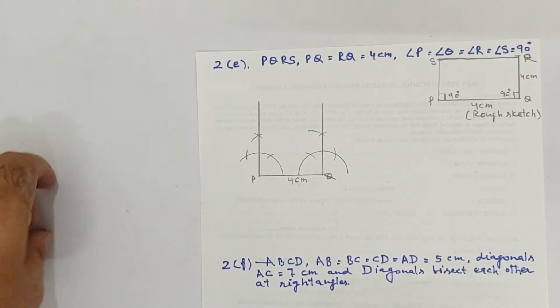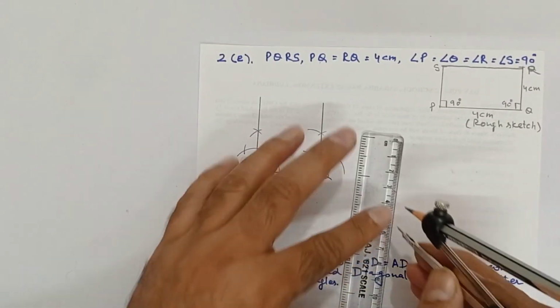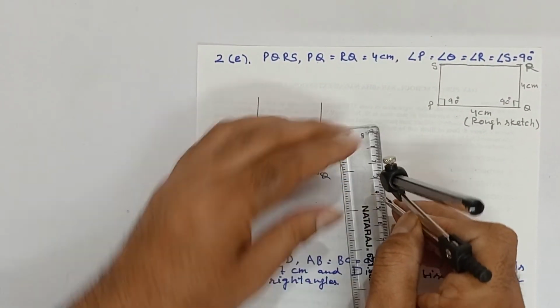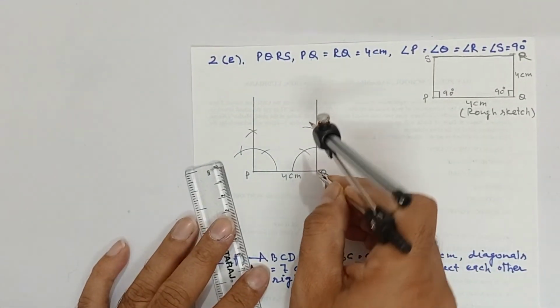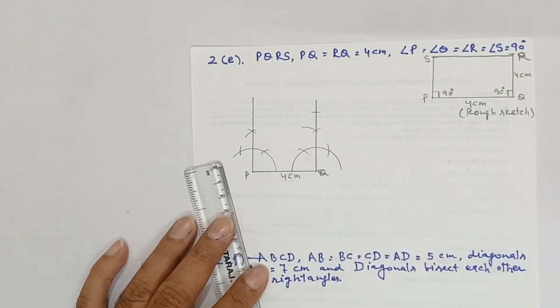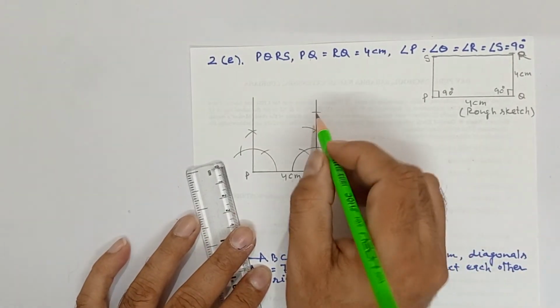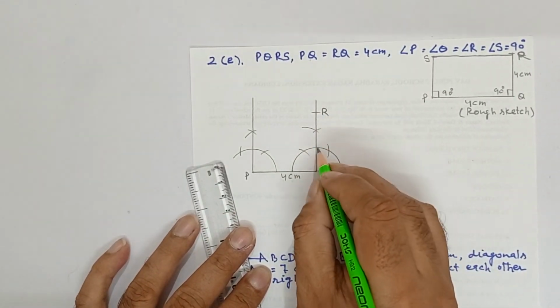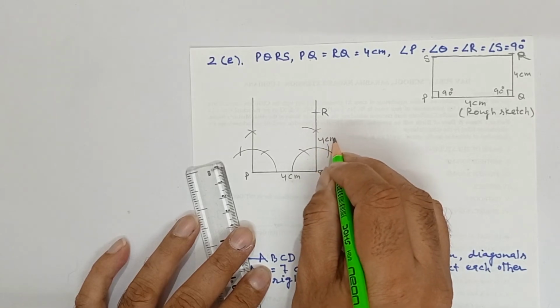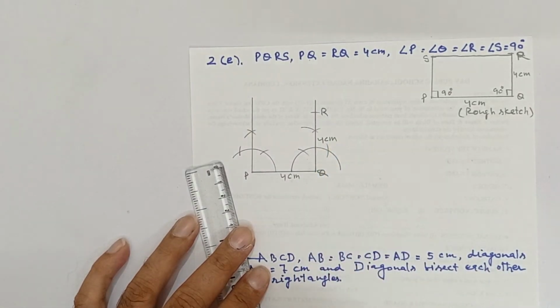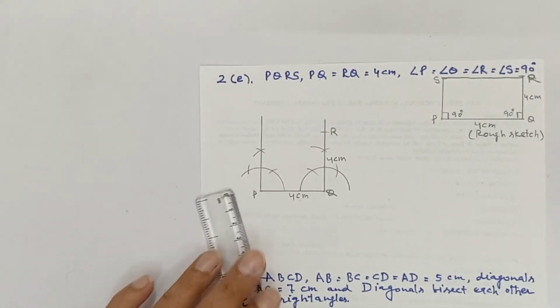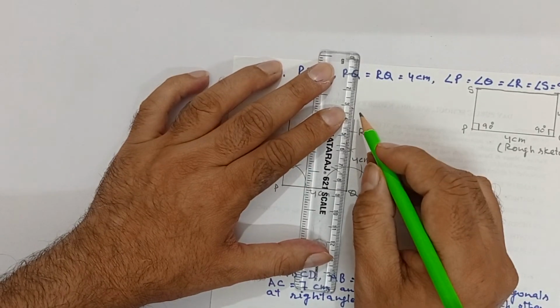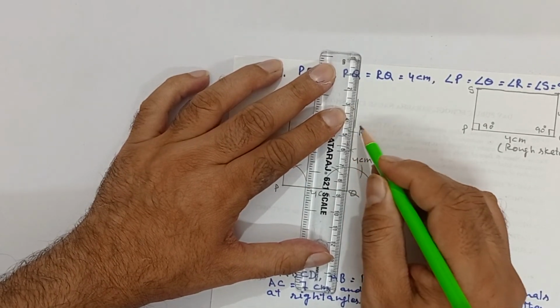So let's open 4 centimeter. Here I have cut the arc of 4 centimeter. The name of this point is R, 4 centimeter. At point R, what is the angle? 90 degrees. So again 90 degrees will be made at this point. And it can be made again with the compass.